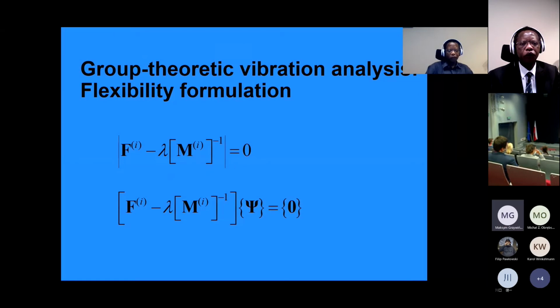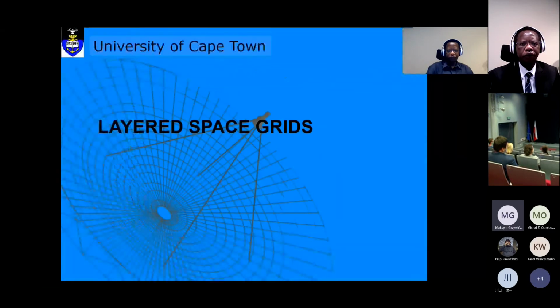To transform the subspace eigenvectors to n-dimensional eigenvectors in the space of the original problem is only a very simple final step. To illustrate the benefits of group theory, let us consider the vibration of double-layer space grids. Here are some symmetric configurations of typical double-layer space grids.